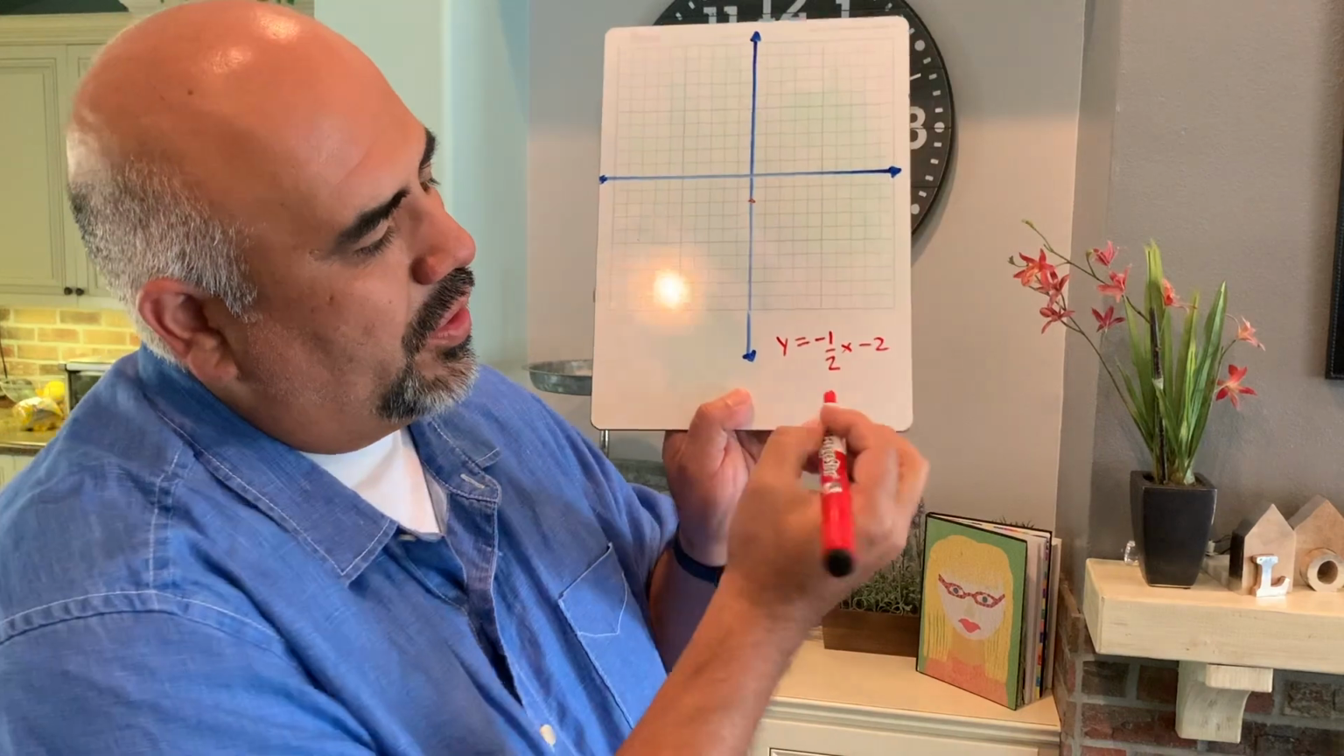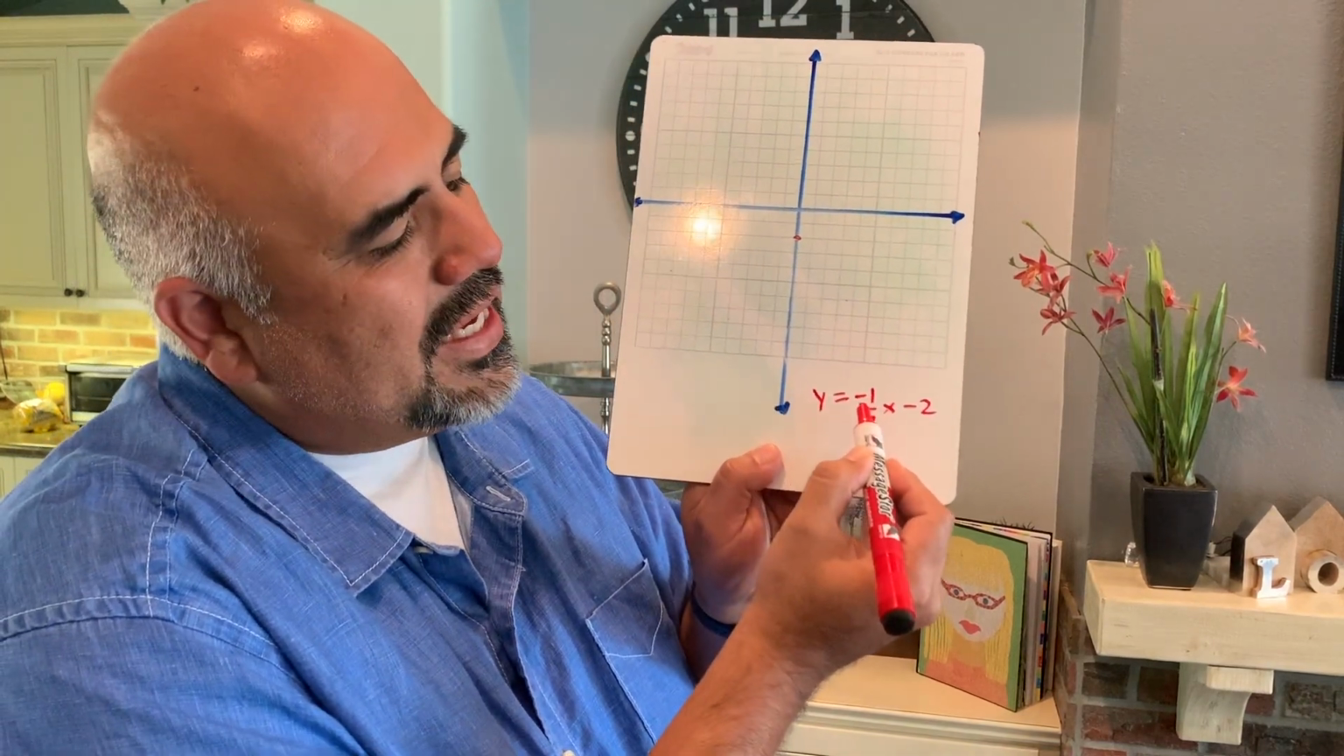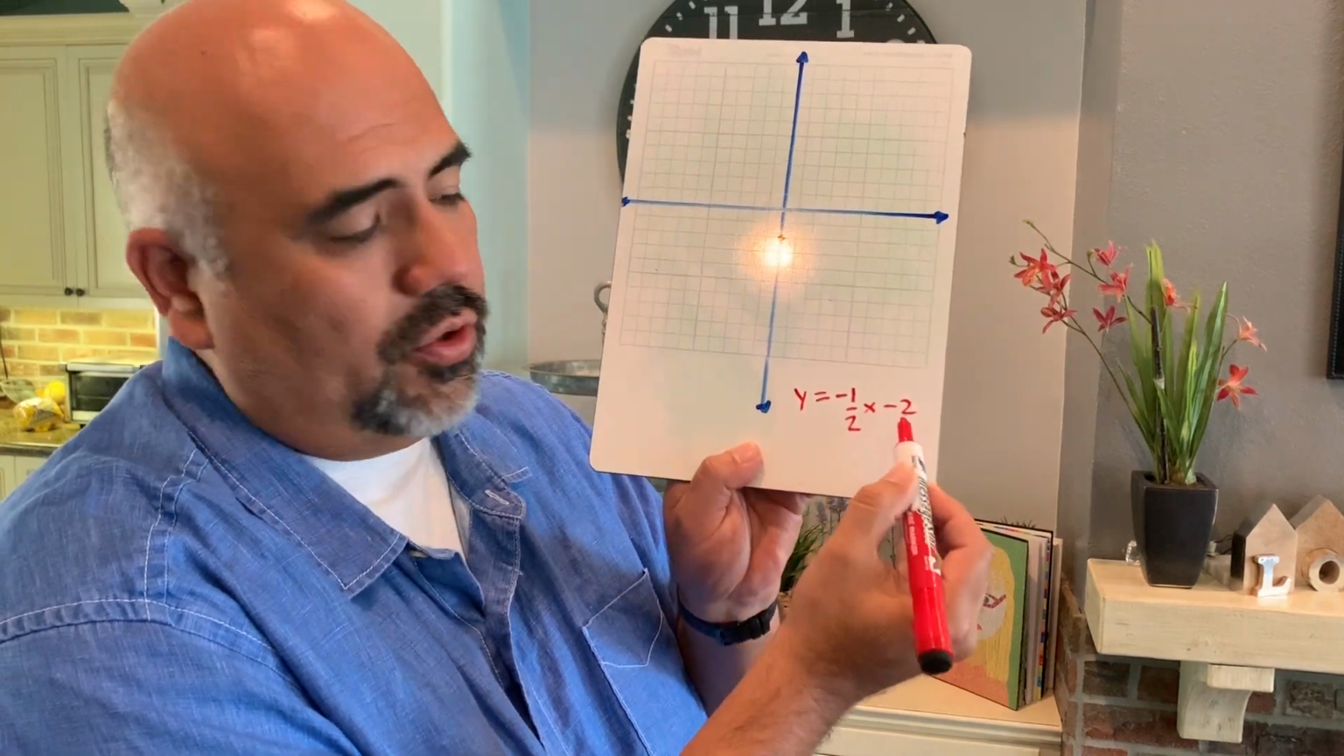Oh, hey there. What I'd like to do today is something that you really need for your high school class. You need to know how to graph lines using slope-intercept form. So, for example, right here I have an equation. The equation says y is equal to negative 1 over 2x minus 2.